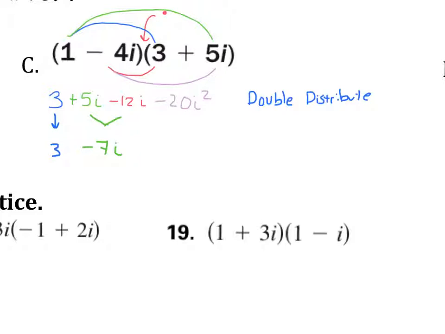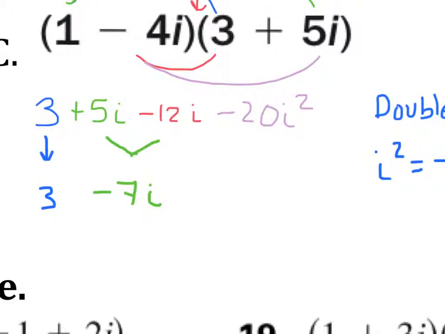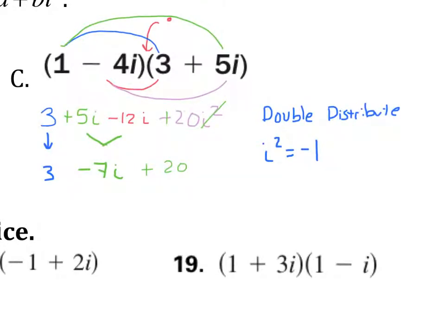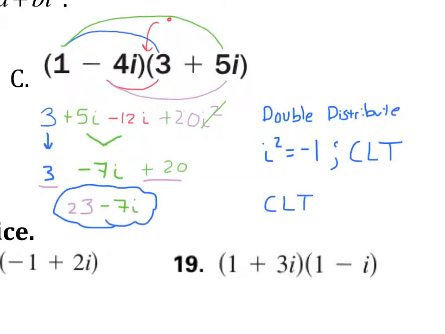And what I do notice also is the i squared here, by definition, i squared is negative 1. So watch the magic here. Effectively, I do this. The i squared is negative 1, so the 20 now becomes positive. So I'm going to bring down a 20. So I combine my like terms now. I have negative 7i. So we combine our like terms with the 3 and the 20, and we put that in the very front.